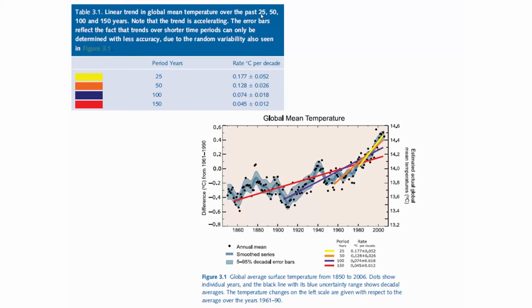Why do we do that? Essentially to see that the rate of warming per decade is quite high in the last 25 years compared to the last 50 years or compared to the last 150 years. That means the warming trend since the industrial revolution is barely about 0.05 degrees centigrade per decade, but as you focus more and more on recent times, the rate of warming is accelerating.